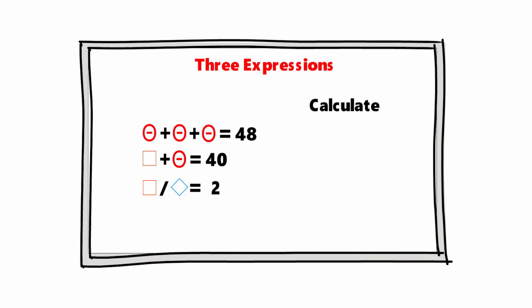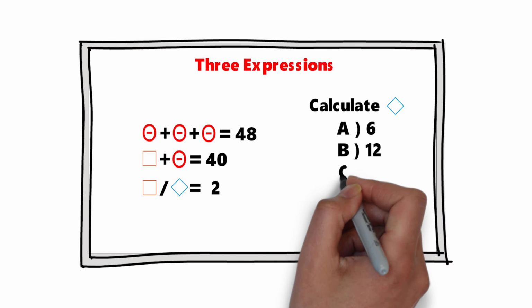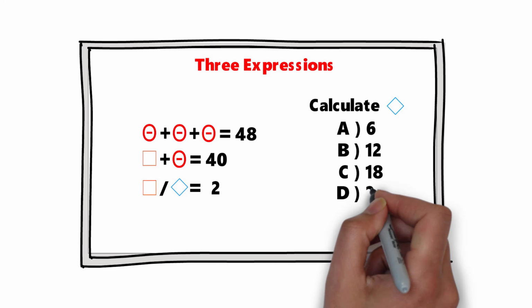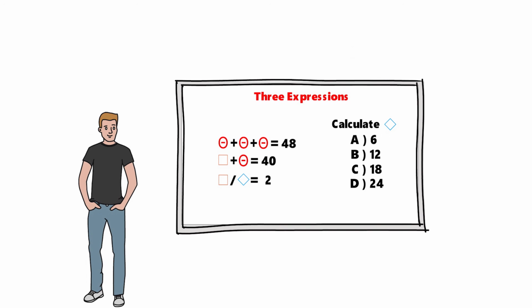So you need to calculate the diamond. You're presented with four different choices. Choice A, 6. Choice B, 12. Choice C, 18. And choice D, 24. Can you do the math? Give yourself 10 to 15 seconds. Maybe 20 to 30 seconds, depending how quickly you are with the math.